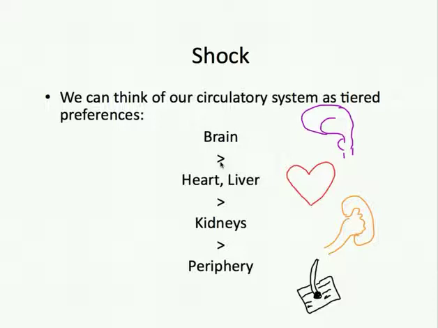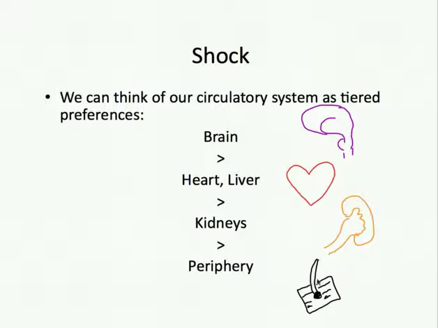In the event that our body isn't able to maintain perfusion to all of our different organs, there's a tiered system by which blood flow is allocated. So our highest priority is going to be the brain, closely followed by the heart and other vital organs. Lower down on the ranking is going to be our kidneys, and therefore as a result of this, the kidneys are at risk for acute kidney injury, or AKI, from low perfusion in shock states. And furthest down on the list is our periphery, our skin and our muscles.